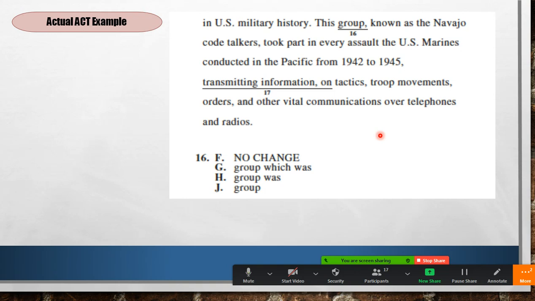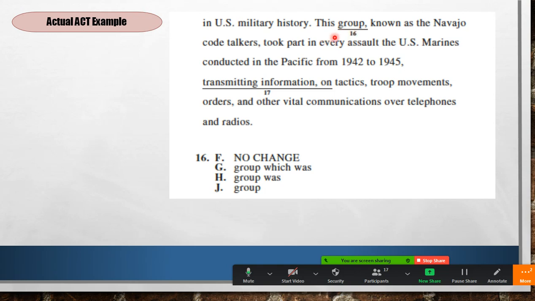In US military history, this group known as the Navajo Code Talkers took part in every assault the U.S. Marines conducted in the Pacific from 1942 to 1945, transmitting information. Thank you. Stop here. My concern is number 16. This is the question you are asked about. So he gave you 4 choices.